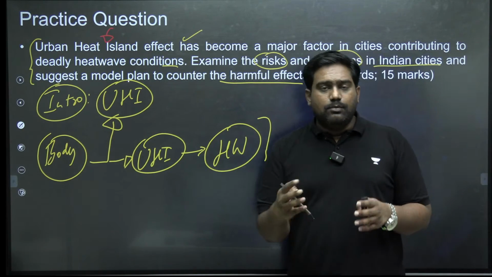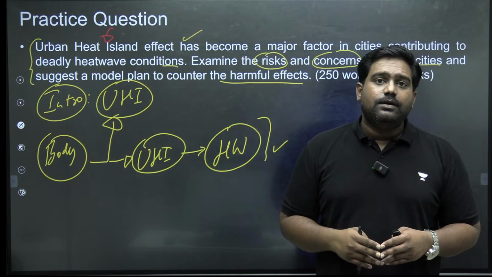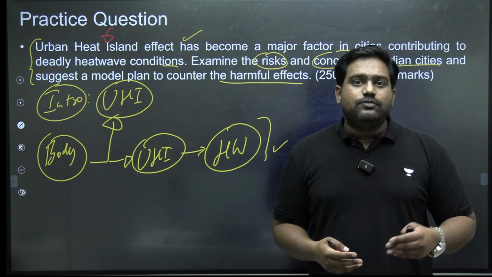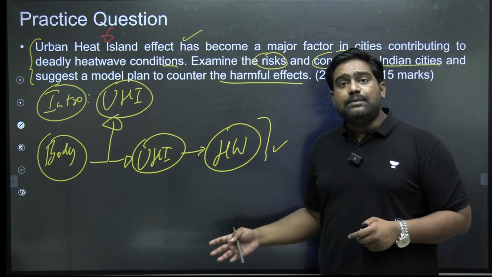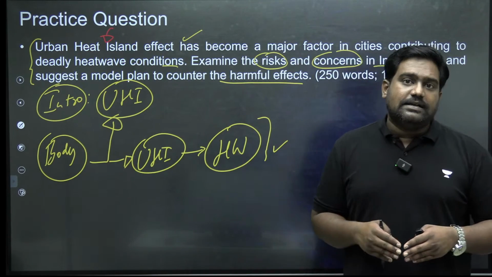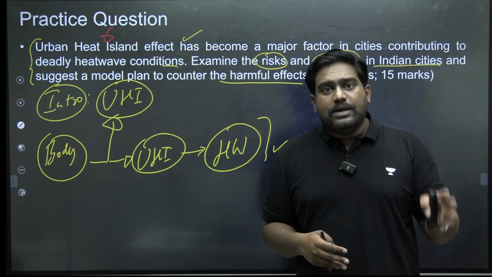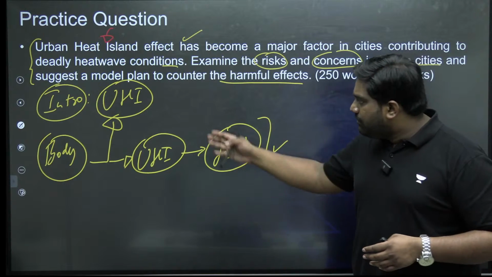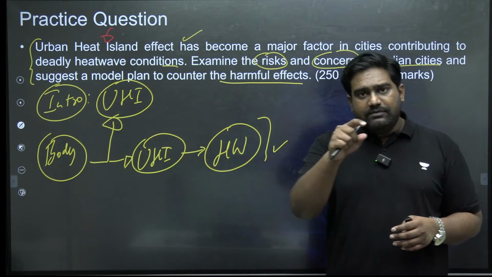Give examples of Mumbai, Chennai, Bengaluru, etc. Right? So whatever you're reading in the newspapers, try to use some of those facts, some of those real examples, which will add more value to the answer, and you can illustrate how UHI is further aggravating heat wave conditions. Is that clear?